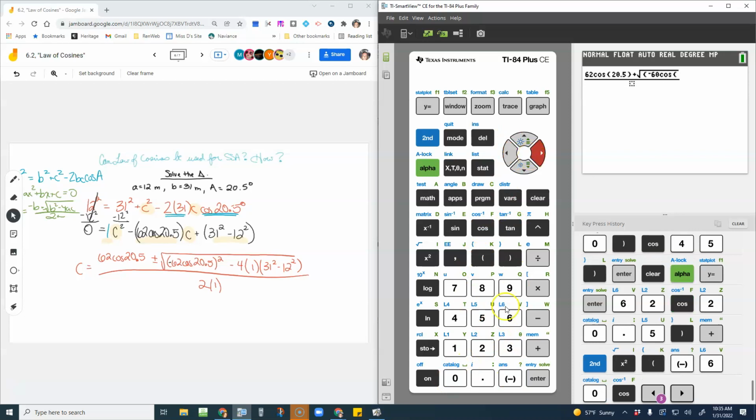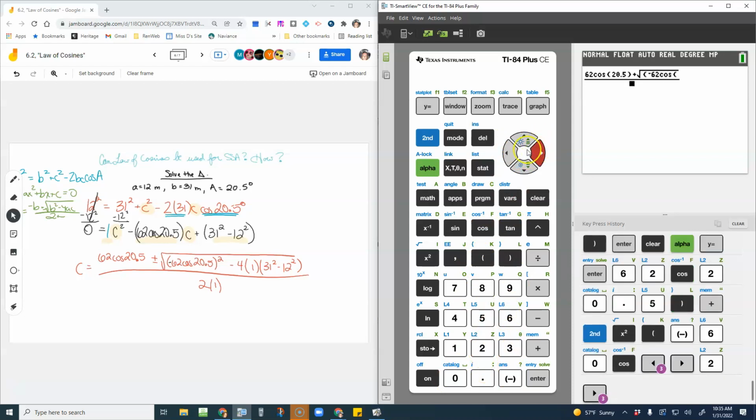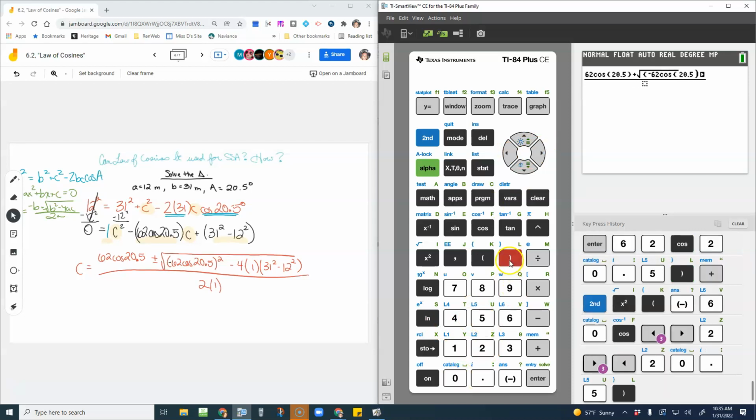That would be so sad, I would have typed that in wrong. 62 cosine of, what was it, 20.5? Careful, that whole thing needs to be squared. A negative squared will be a positive. It's not a big deal. Uh-oh.